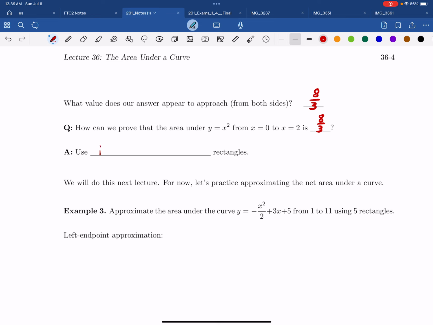Well, it turns out the answer is to use infinitely many rectangles, right? And it doesn't matter whether you use left or right-hand endpoints because they're infinitely thin. It doesn't really matter. So you take a limit. We will not be doing that right now. That'll be in section 5.2.